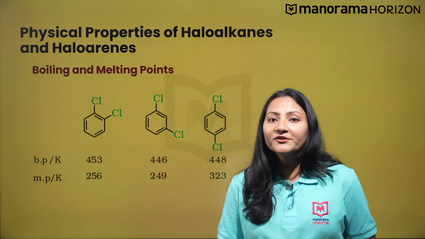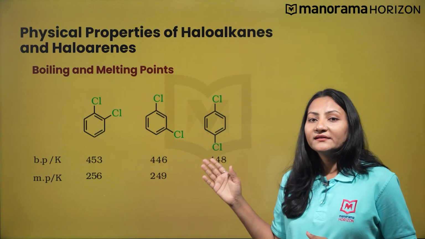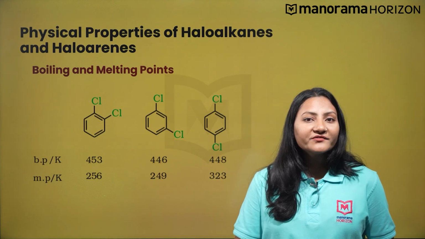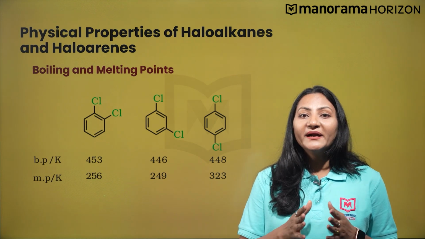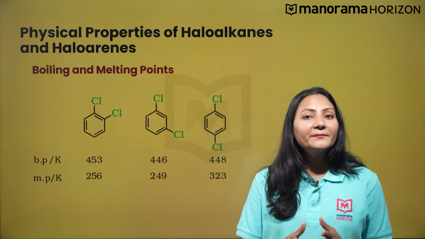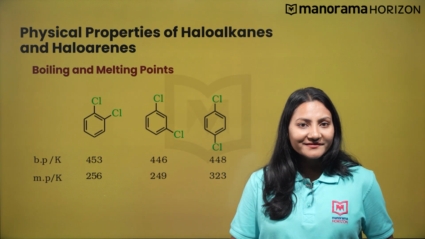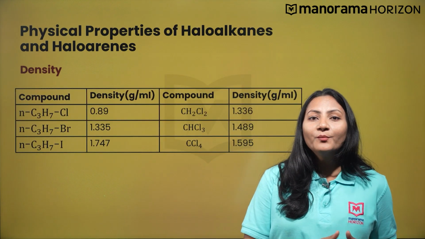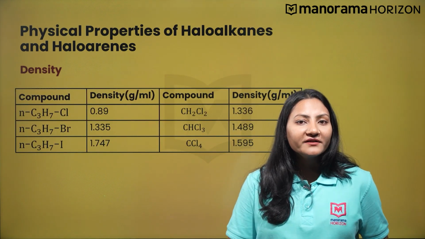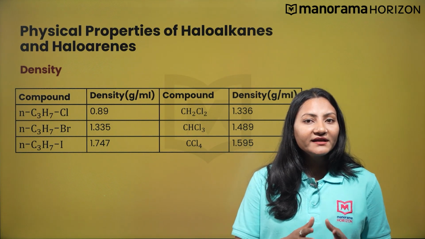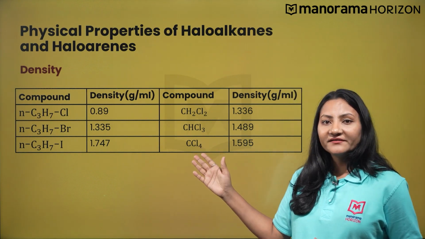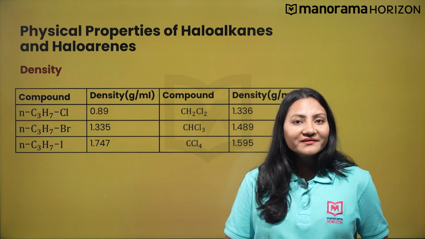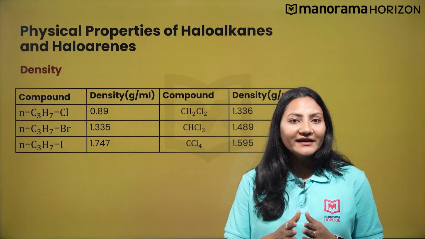However, the melting point of para-isomers is higher than that of ortho or meta-isomers. Due to the symmetry of the para-isomers, these isomers have a better fit in the crystal lattice as compared to the ortho and meta-isomers. The next physical property is density. The bromo, iodo and polychloro derivatives of hydrocarbons are heavier than water. Here, the density of the derivatives increases with increase in the number of carbon atoms, halogen atoms and the atomic mass of the halogen atoms.